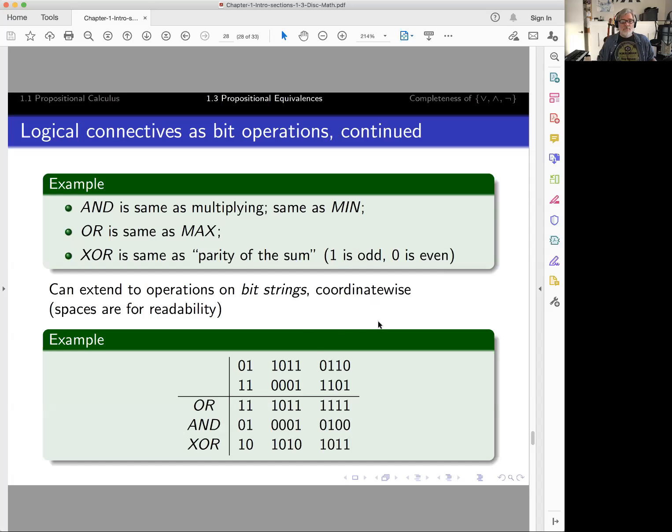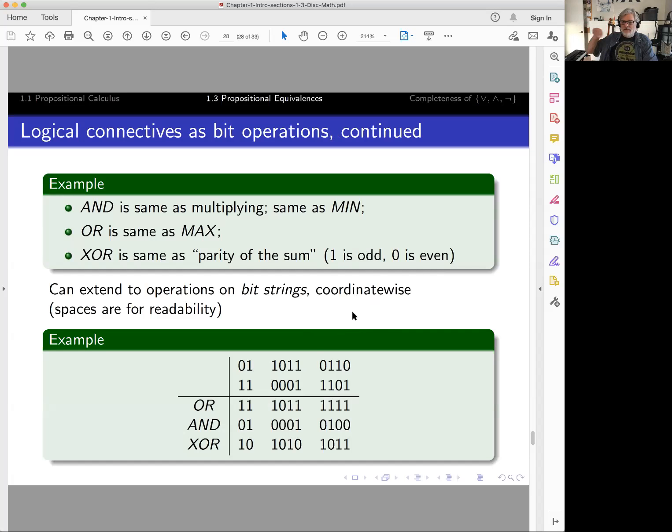OR is max. XOR, it's a kind of plus. I mean, if you do math next year, you'll do linear algebra, and you'll do linear algebra on reals or complex numbers. But you can do linear algebra on other kinds of fields. You can do it on the two-element field, and you'll see that this XOR is actually the plus.